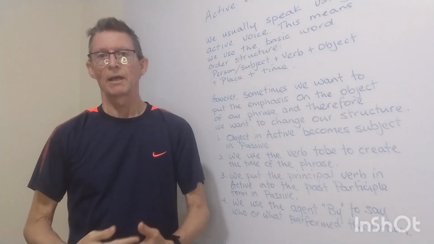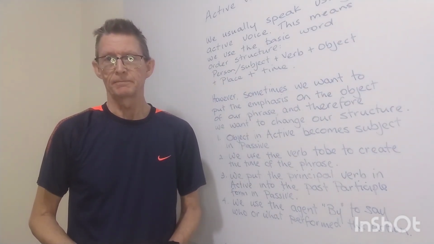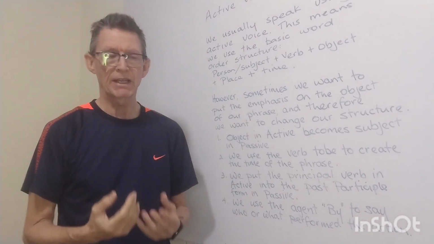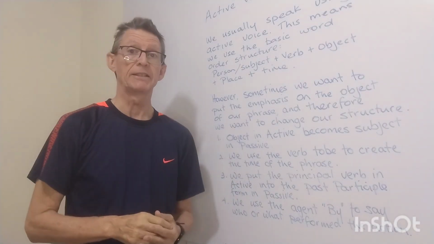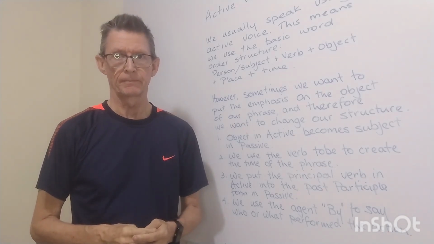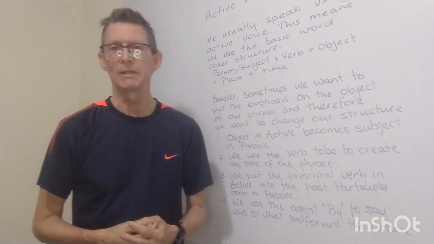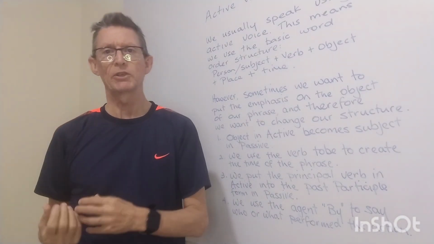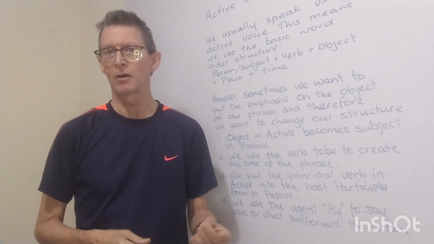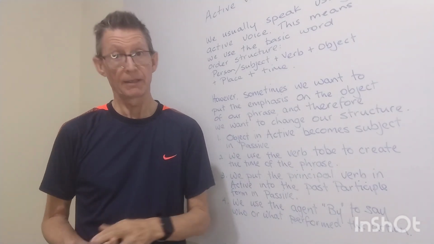Okay, so let's look at how we're going to change an active phrase into a passive phrase. The first thing we need to do is we're going to change the object in a passive phrase to the subject in a passive phrase. The second thing we need to do is we use the verb to be to create the time of our original phrase. If our original phrase was in present simple, then we use the verb to be am, are, is. If it's past, we use was, were. Present perfect, we need been, for example.